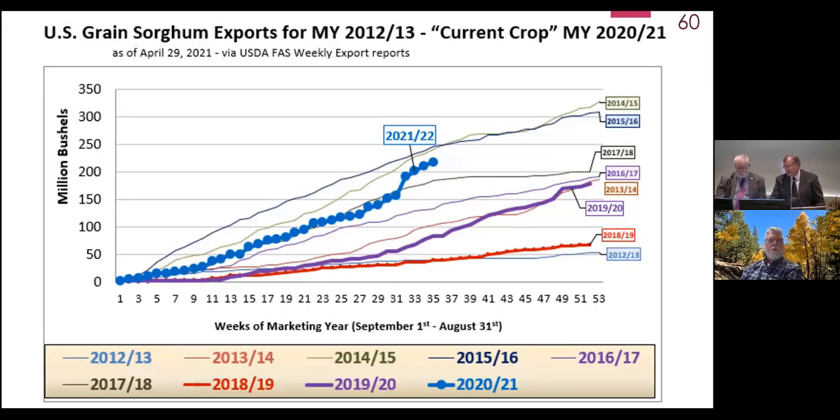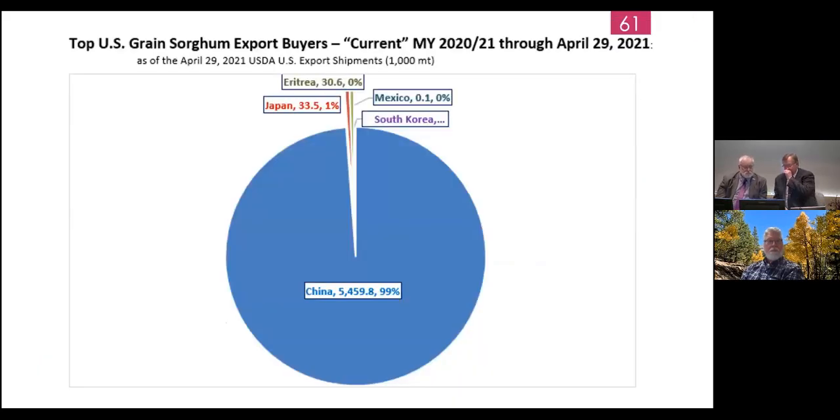So here, grain sorghum exports have, for a while there, they were just so-so, but here of late, they've jumped up. By the time we get to the end of this marketing year, they could end up being on a historic high. But this is the deal. We have a very strong, but a very narrow demand base. 99% of all the grain sorghum shipments in this marketing year went to China. Yep, 99%. Wow. And that puts us in a fairly precarious situation.